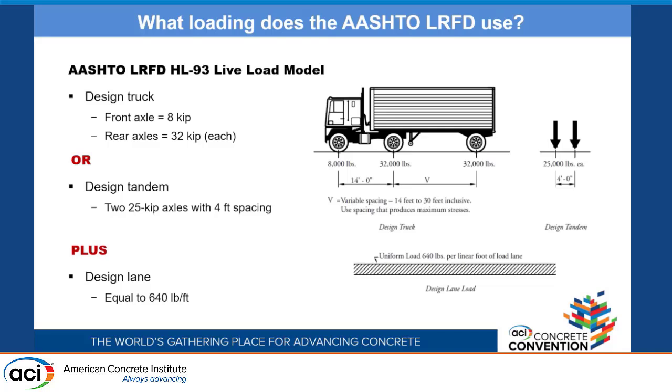So the design truck that we use in AASHTO is called an HL93. It's got an 8-kip front axle, 32-kip rear axle. The spacing of the rear axle can be varied.